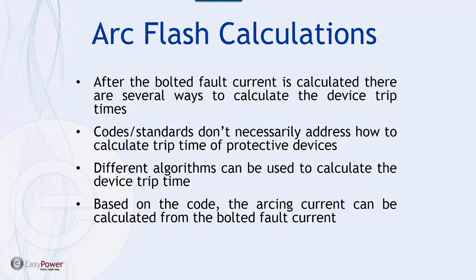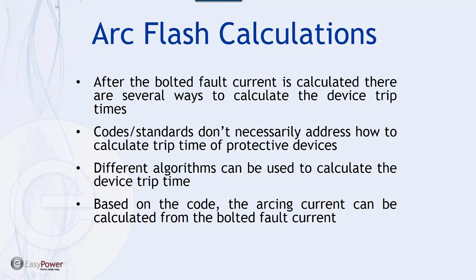After the bolted fault current is calculated, there are several ways to calculate the device trip time. Now we start moving from the short circuit domain little by little into the arc flash scope, which means we collect all the information from the short circuit, the values are there, and then they have to be plugged into the system.